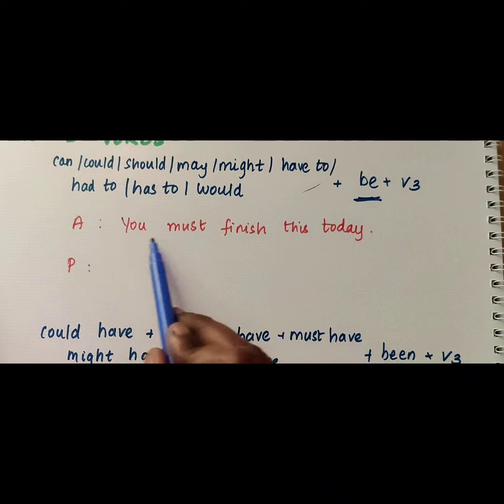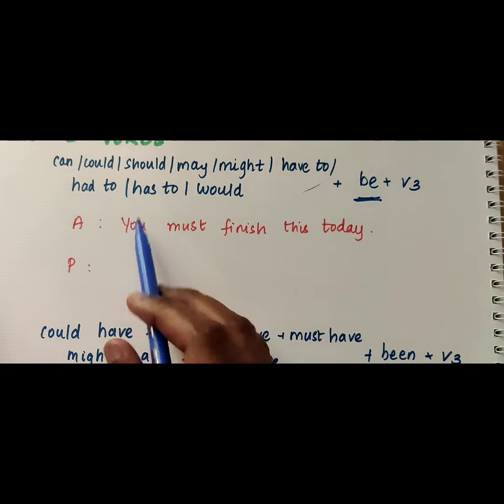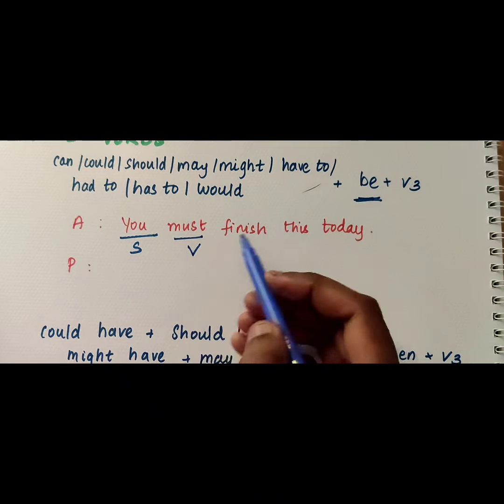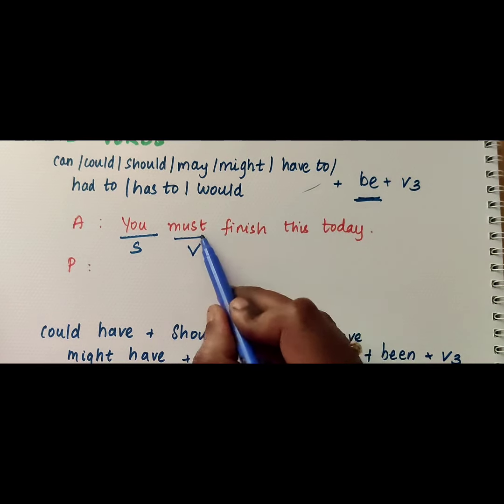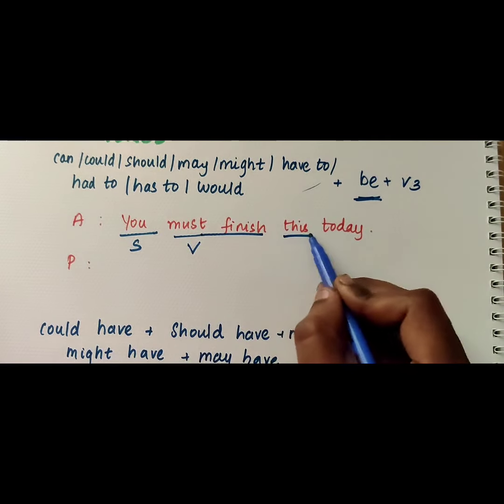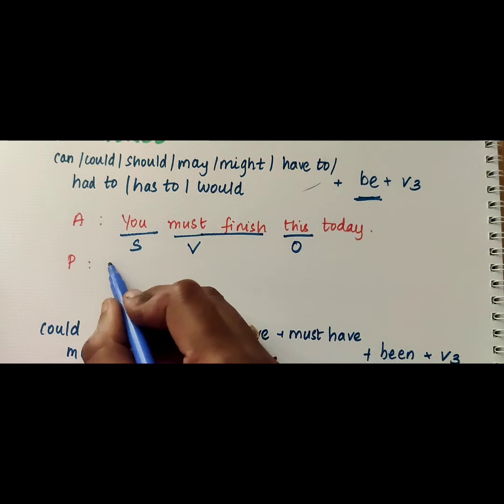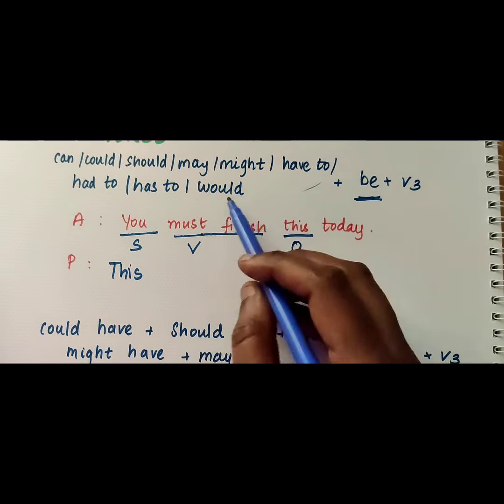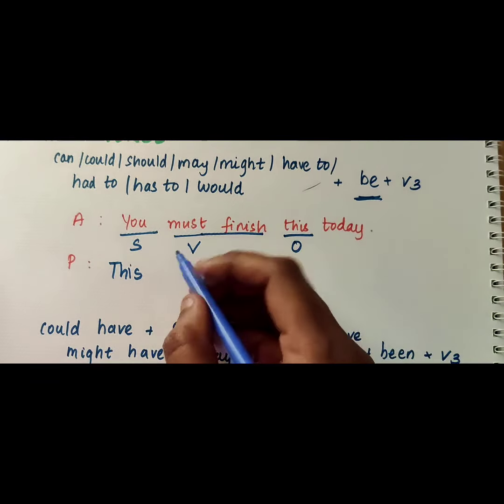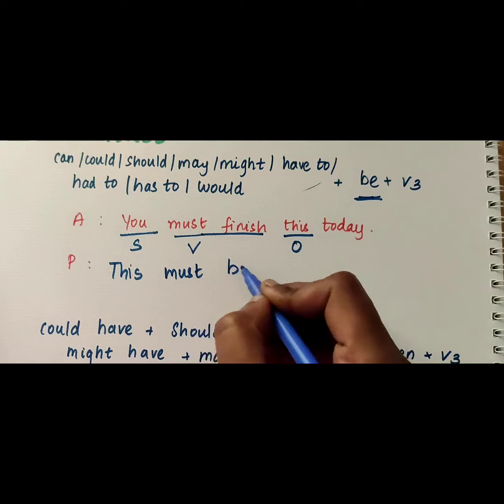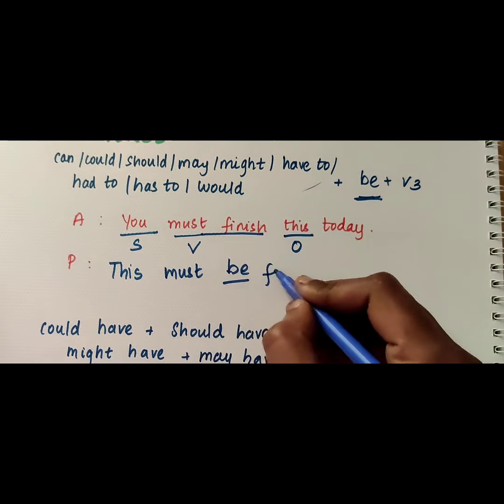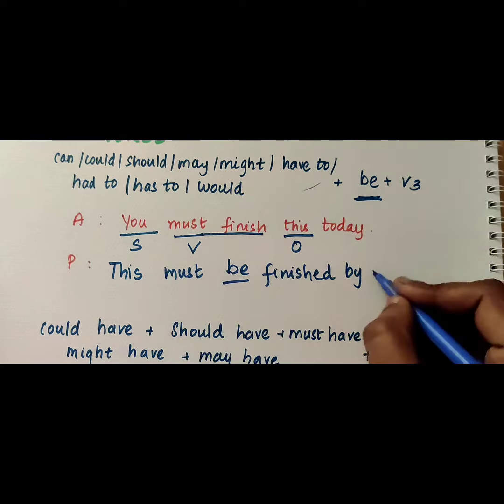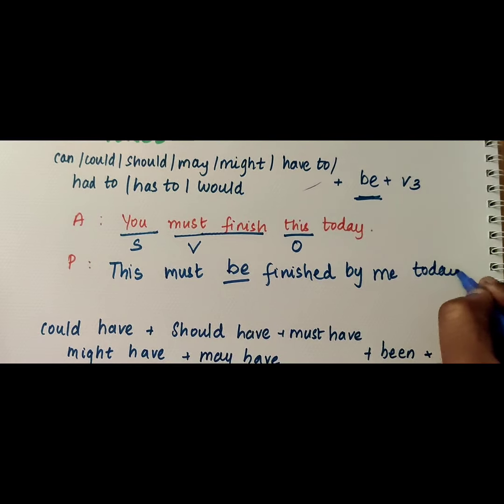Okay, take the example: you must finish this today. This has a modal verb. Subject, verb; must finish is the verb, object. So swap this. How will it change? You have to add modal plus be plus verb 3. So this must be, the third form of finish is finished. This must be finished by me today.